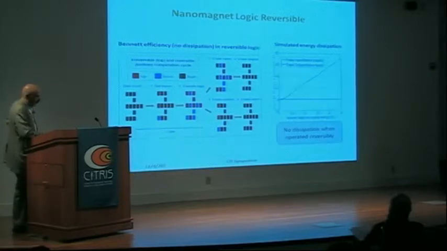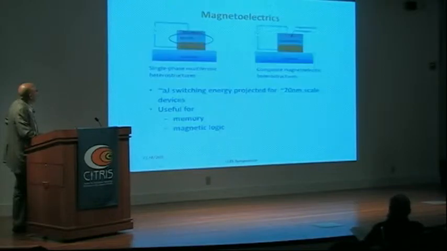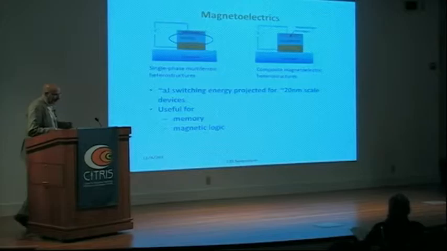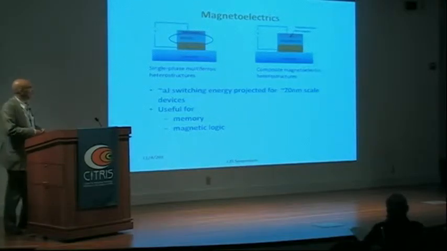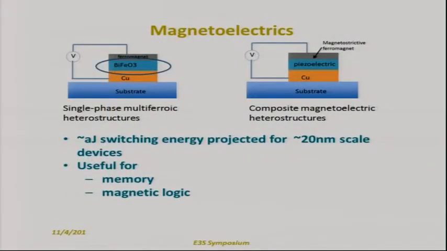It looks like these nanomagnets could be at least a potential way to implement reversible computing. Now, back to the problem of how we actuate these magnets without spending a ton of energy to generate external magnetic fields. There's some really interesting progress from the material science community on materials referred to as magnetoelectrics.